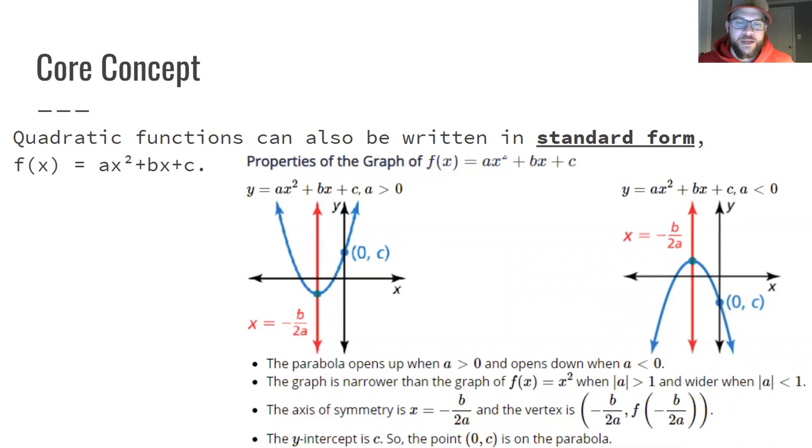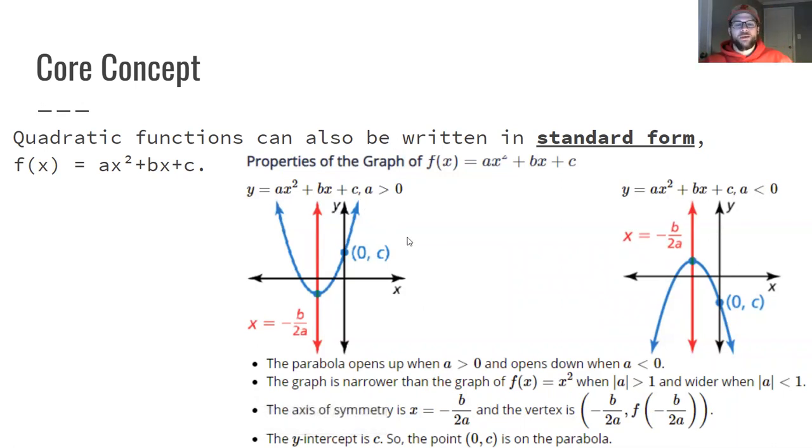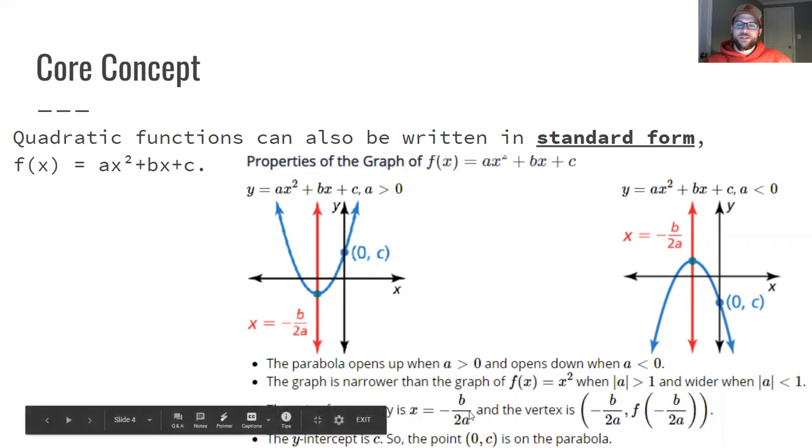Your y-intercept is always going to be the coordinate point 0, c. So whatever number is in your c position, that is going to be your y-intercept. Then to evaluate the y-coordinate of your vertex, your x-coordinate is always the same as your axis. Your y-coordinate is just when you plug that into your equation and then evaluate, you get the y-coordinate of your vertex.